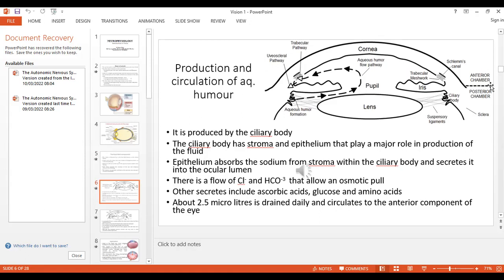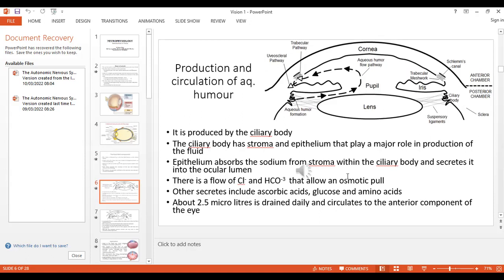Then there's also the anterior chamber and the posterior chamber, and then the sclera. Remember in our first part we talked about the cornea and the sclera being the fibrous tunic, meaning they are responsible for protection. Now allow me to go into the details. The ciliary body has what we call the stroma and the epithelium that play a major role in the production of the fluid.